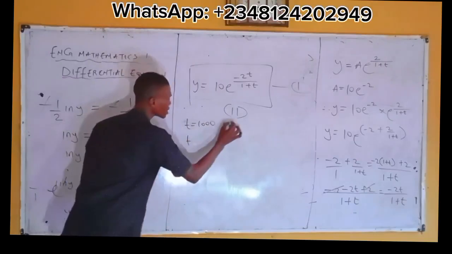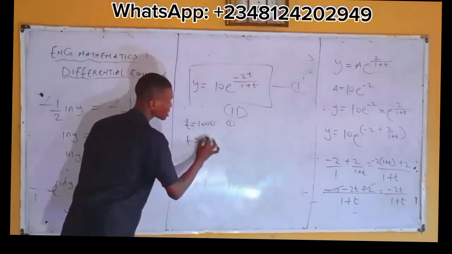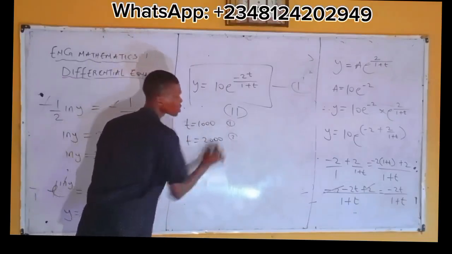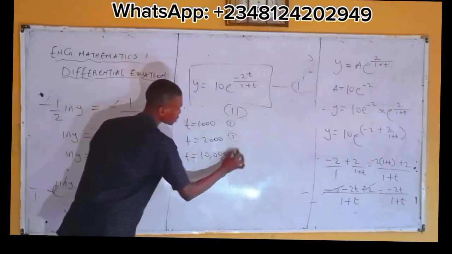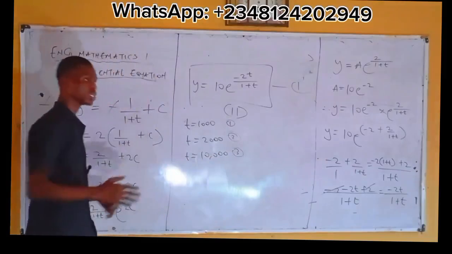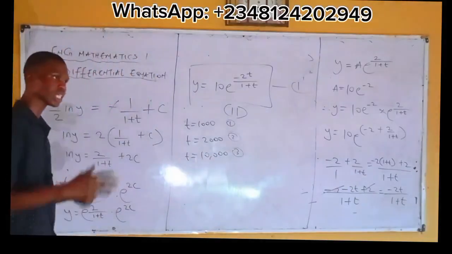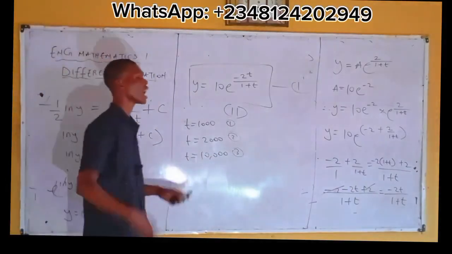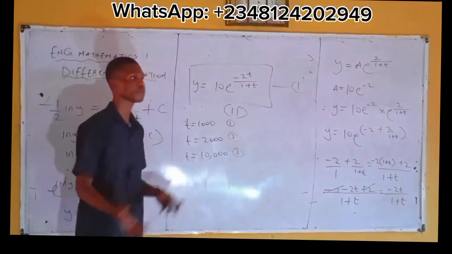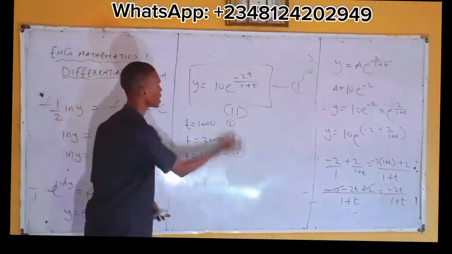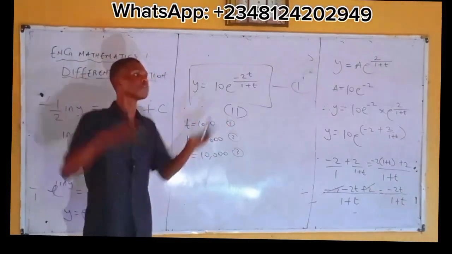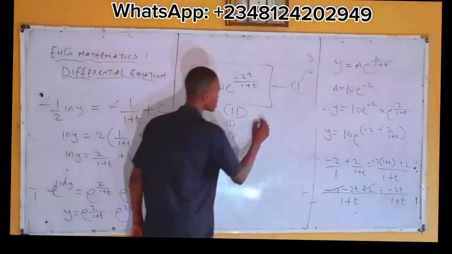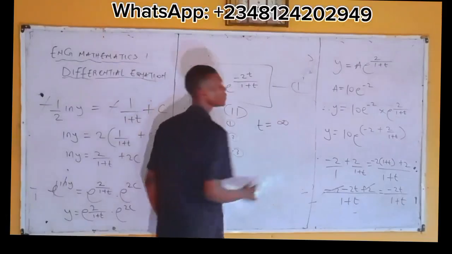Let's call this case 1. Let's say t is equal to 2000, case 2. Let's say t is equal to 10,000, case 3. 1, 2, 3, they are larger numbers. How do you know the actual larger number they are referring to? We can just generalize by saying infinity for a larger number. So in this case t is equal to infinity.